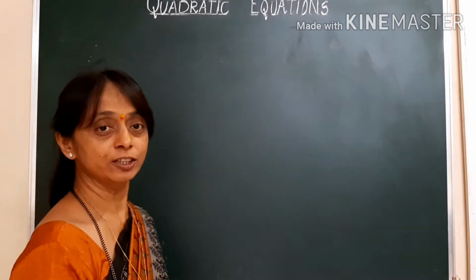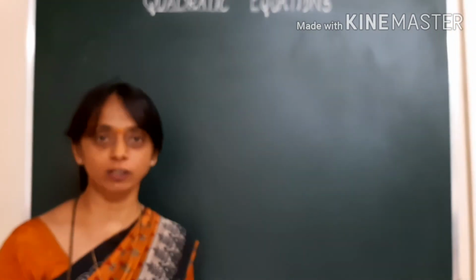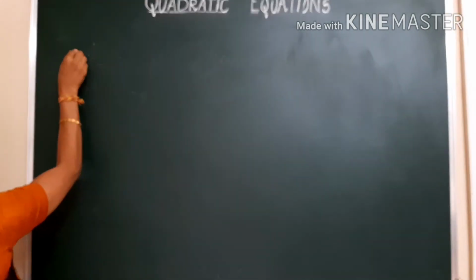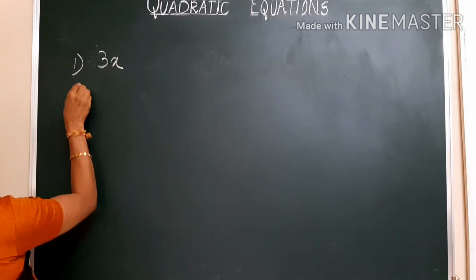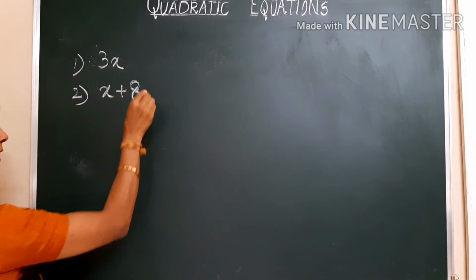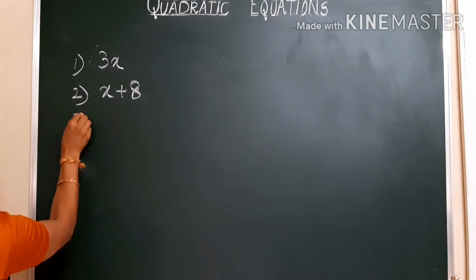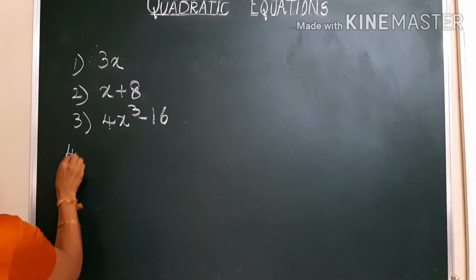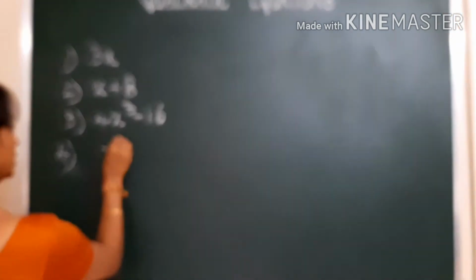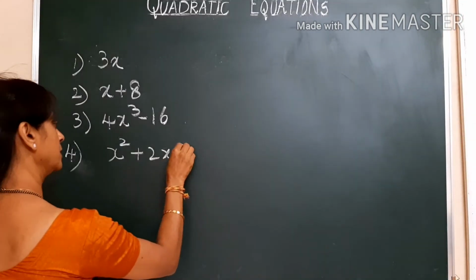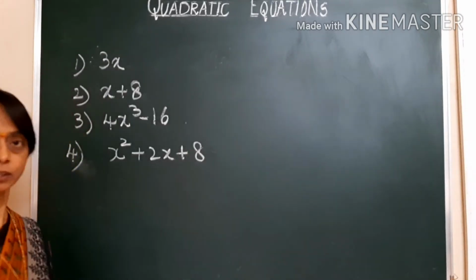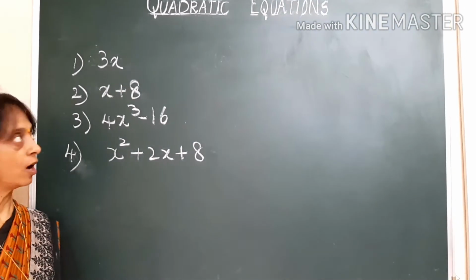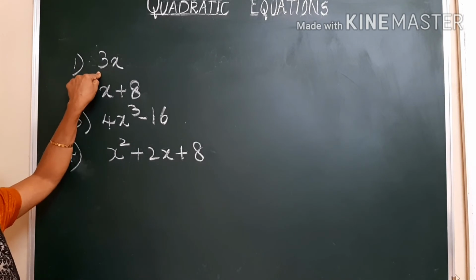So children, in continuation of what we studied regarding types of polynomials, let's take a few examples to understand better. The first one, 3x. The second, x plus 8. The third, 4x cubed minus 16. And the fourth one, x squared plus 2x plus 8. So children, on the board you can see 4 examples. Let's categorize them. The first example is 3x.